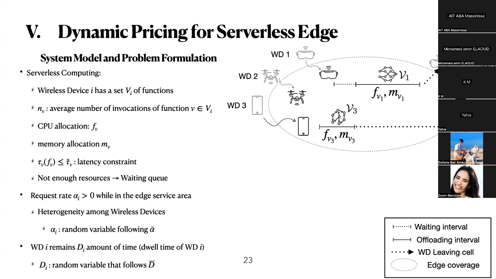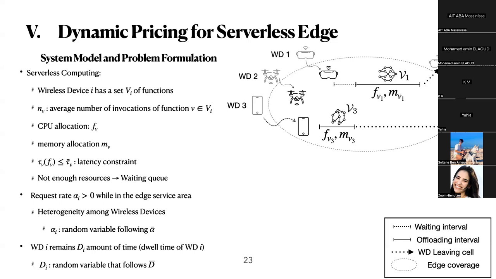When we do not have enough resources in the edge, the user will be queued in a waiting list, so basically it will have some waiting time. Then, if resources are available, the wireless device will start offloading and will send requests following the rate alpha_i. We suppose that alpha_i is a random variable following a certain distribution alpha bar. The wireless device i remains d_i amount of time, which is the dwell time of the wireless device, and d_i is a random variable that follows a certain distribution d bar.